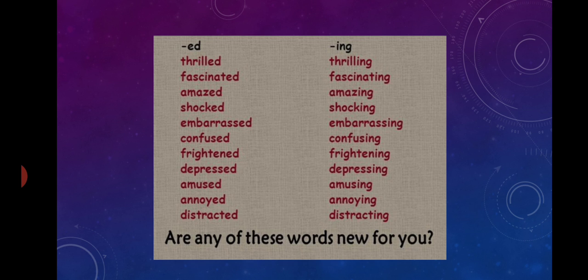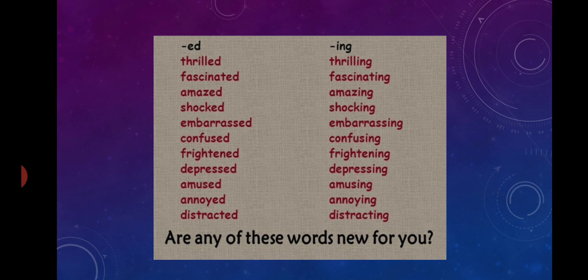We have here a list of different participle adjectives. Remember that we're talking about participle adjectives. You can find them on Unit 9, specifically page 96. So we have thrilled, fascinated, amazed, shocked, embarrassed, confused, frightened, depressed, amused, annoyed, or distracted.